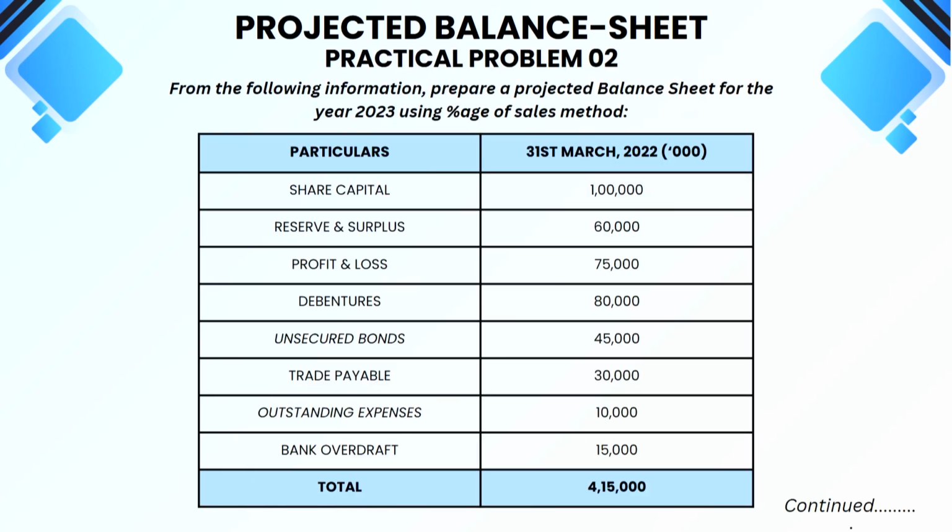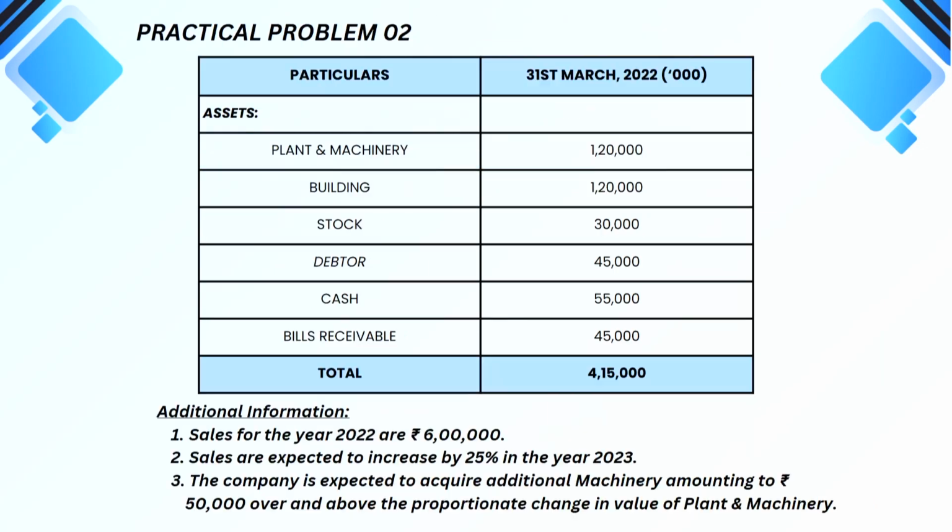Moving ahead to another question. With regards to the same projected balance sheet using the percentage of sales method, in this question, we are provided with two adjustments. One is the increase in sales by 25% for the year 2023, and the other adjustment is that the company is expected to acquire additional machinery amounting to rupees 50,000 over and above the proportionate change in the value of plant and machinery.